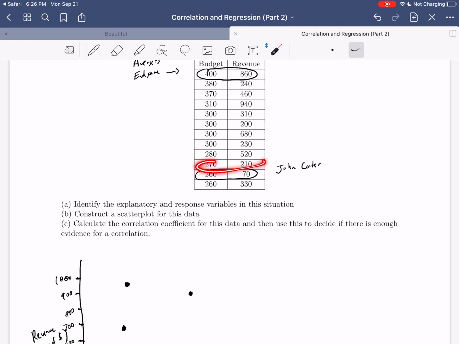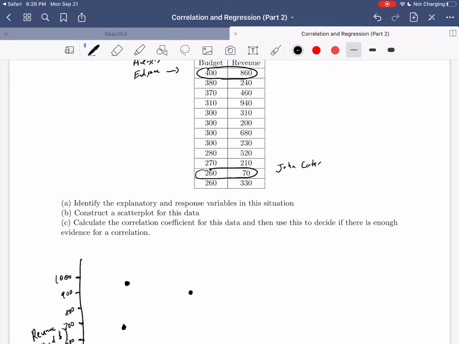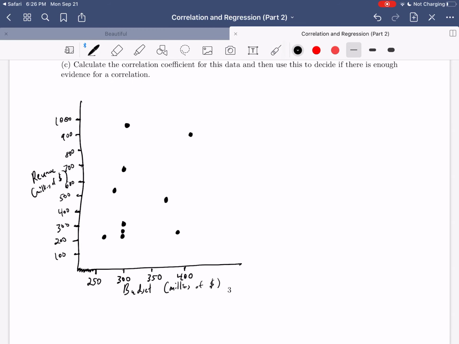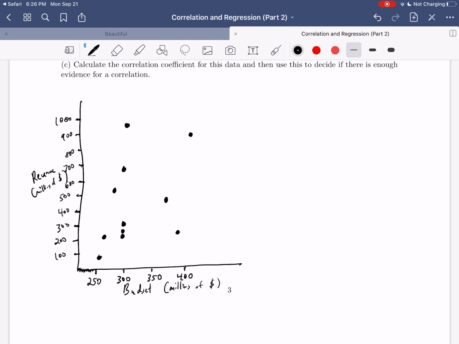Then we had 270 and 210. 270 and 210, so it looks like right about there. Then we also had 260 and 70. So 260 and 70. Looks like that would be right about there. And then we also had 260 and 330. So 260 and 330.